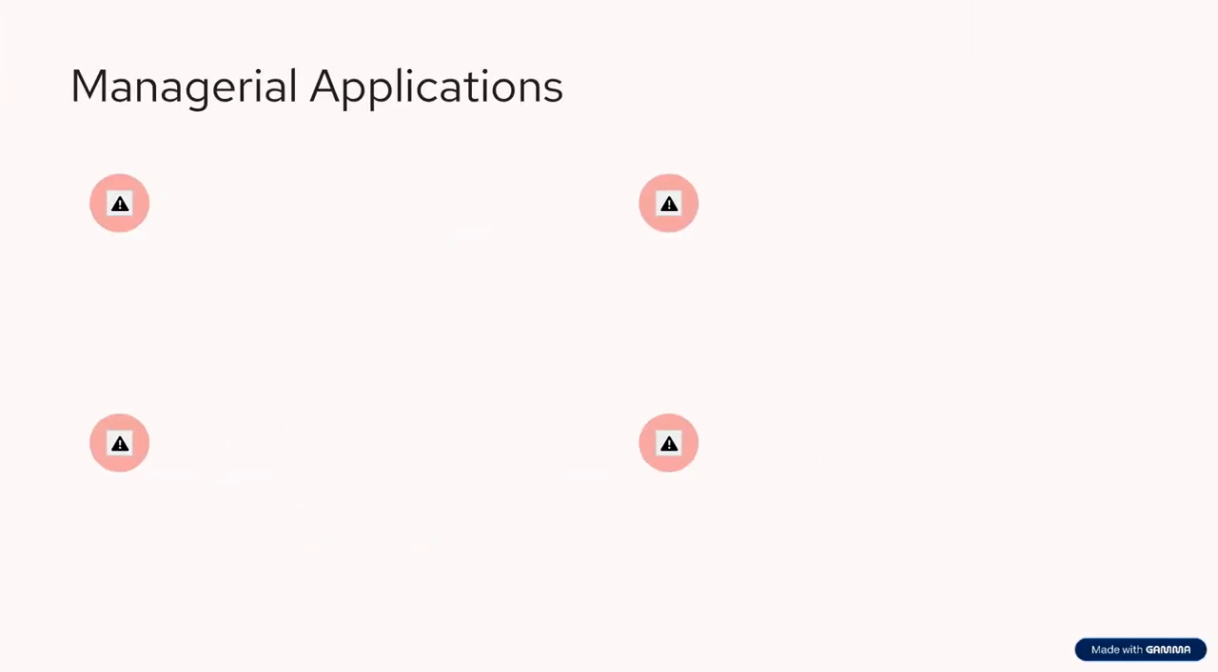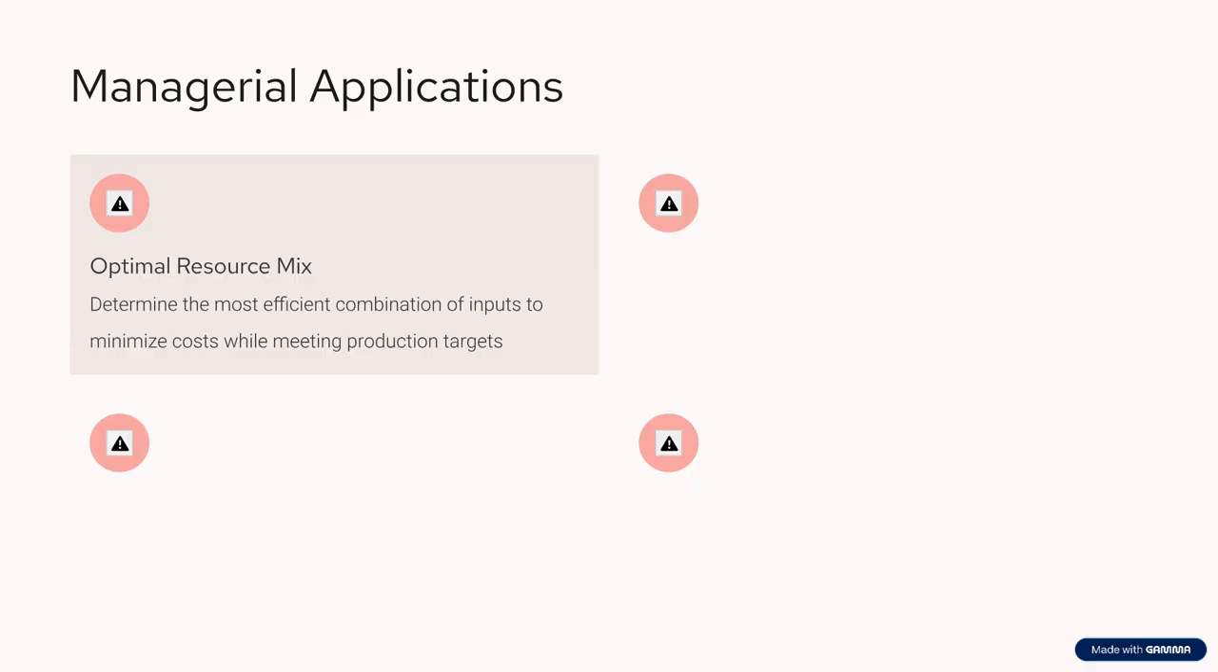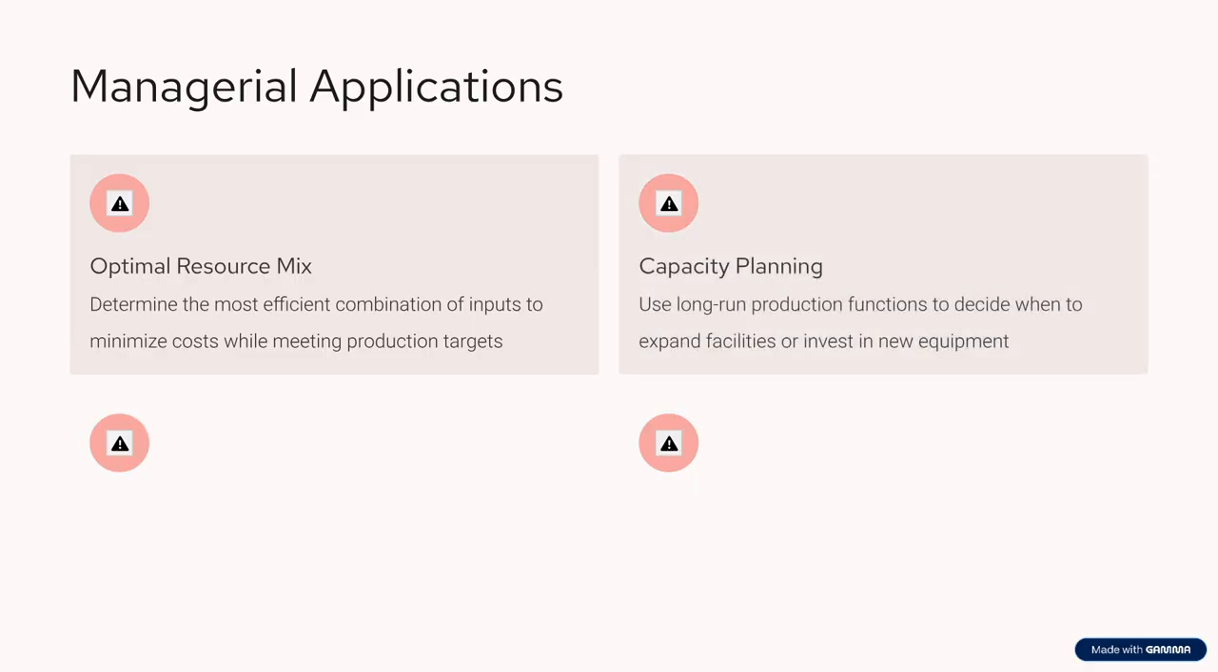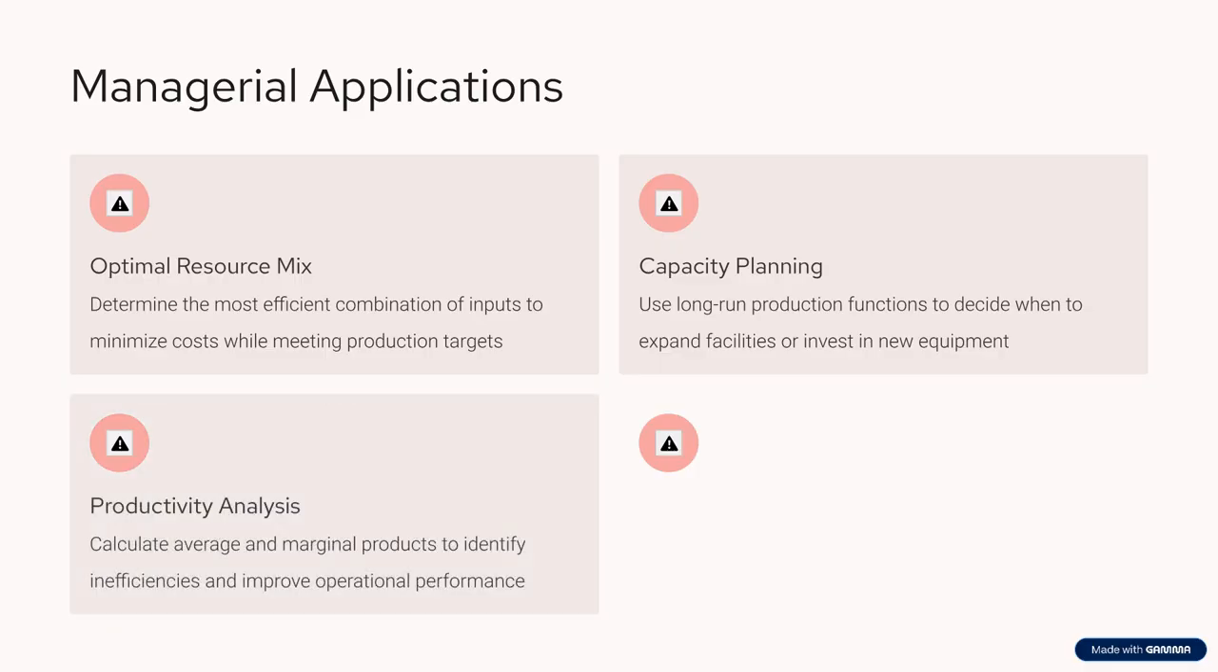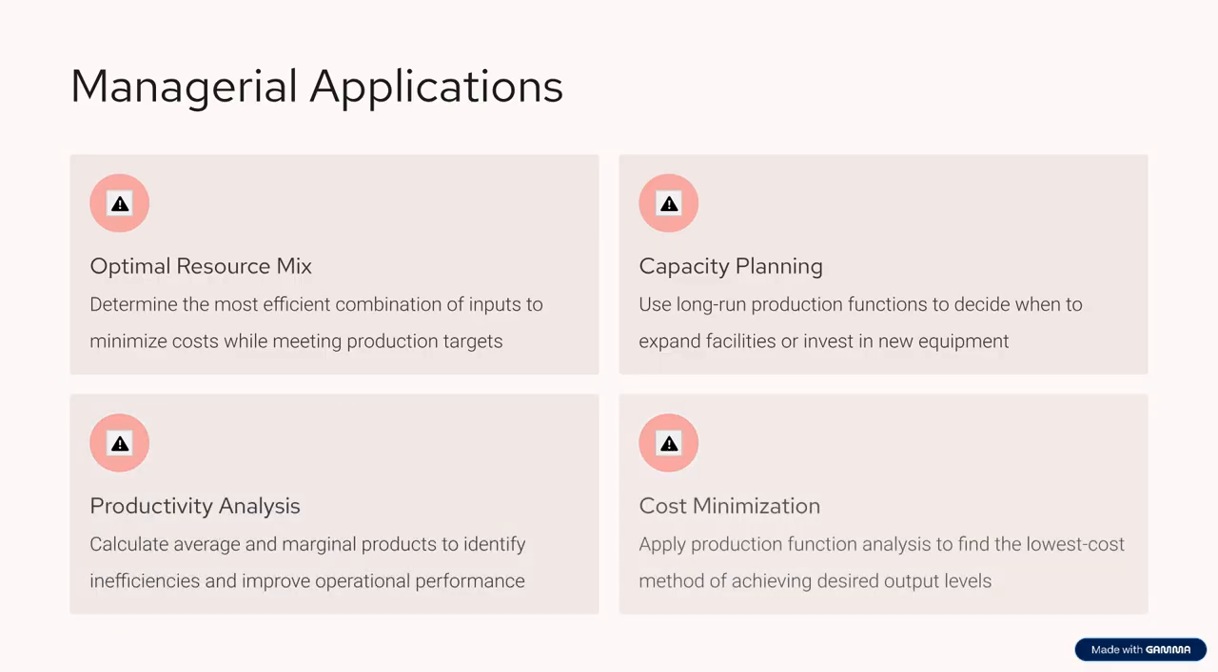Managerial applications include finding the optimal resource mix to minimize costs. Capacity planning uses long-run functions to guide expansion. Productivity analysis identifies inefficiencies. Cost minimization finds the lowest cost production methods.